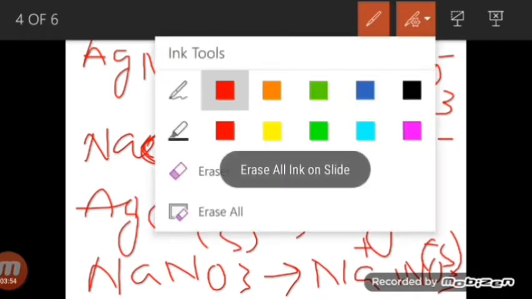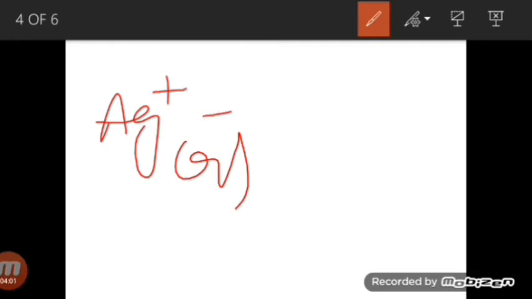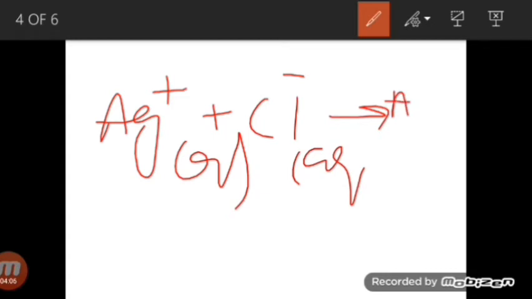let me write it. Silver in aqueous state along with chloride ion in aqueous state would make silver chloride in solid state. So the simplified form of the reaction is this one. This is the ionic equation for the reaction between aqueous silver nitrate and aqueous sodium chloride, and the product which will be produced is silver chloride in the form of white precipitates.